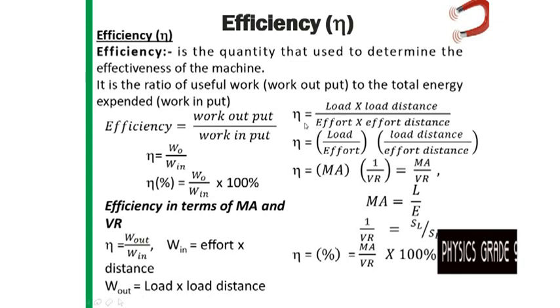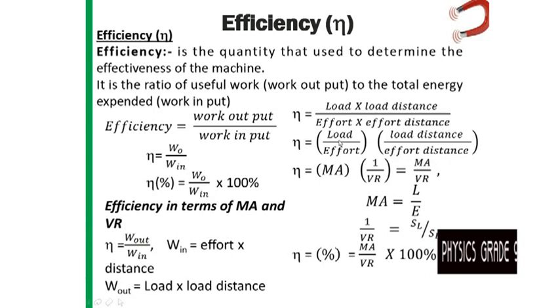So if we were to rearrange this in terms of load and load distance, we could write the efficiency as being equal to the load multiplied by the load distance divided by the effort multiplied by the effort distance. Now, the load divided by the effort, we can separate that out and then also have the load distance divided by the effort distance.